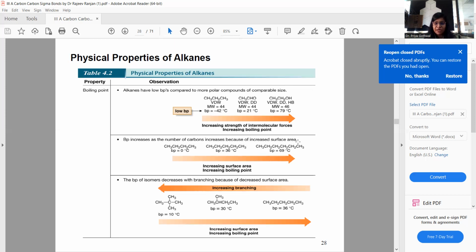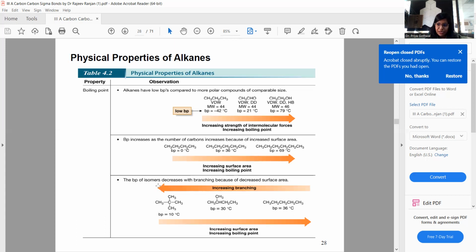The 6-carbon-atom hydrocarbon is known as hexane, also called n-hexane, having a boiling point of 69 degrees centigrade. So we see here the boiling point increases as the number of carbon atoms increases because of increased surface area. Increasing surface area results in an increasing boiling point.